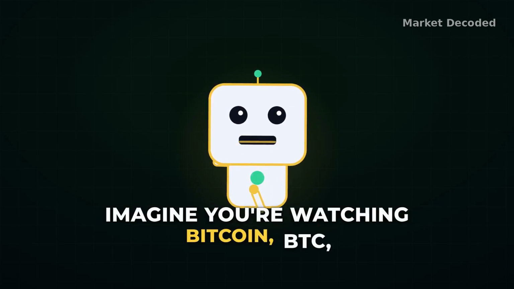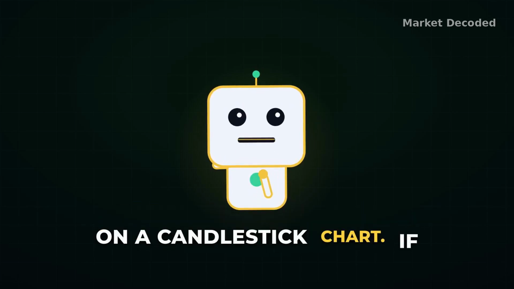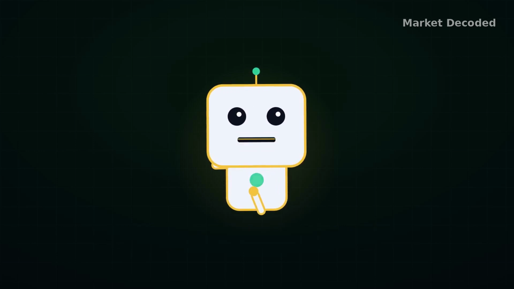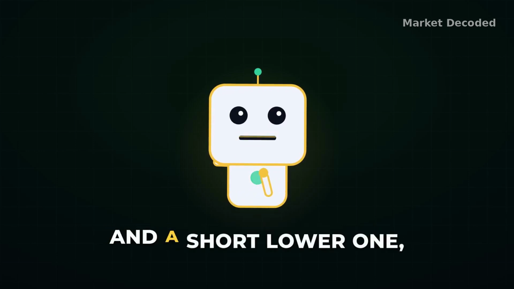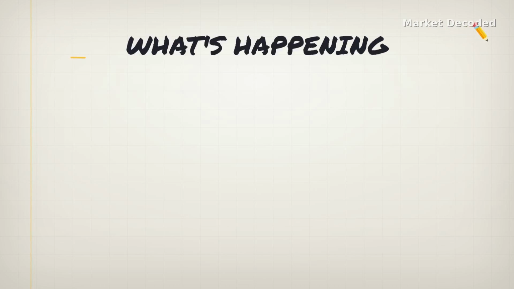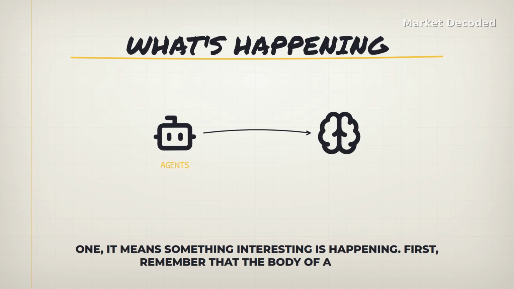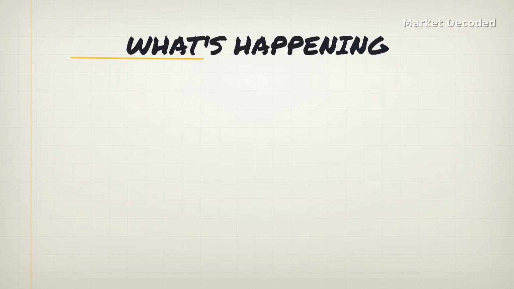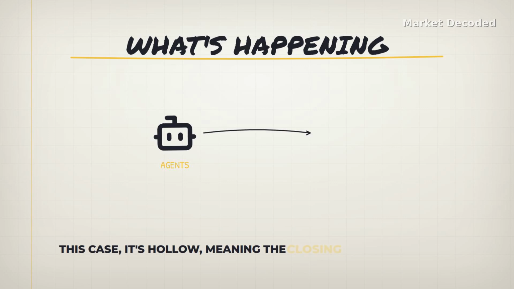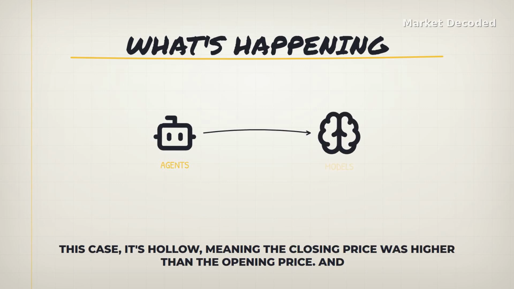Now, let's put the pieces together with a real-world example. Imagine you're watching Bitcoin, BTC, on a candlestick chart. If we see a hollow candle with a long upper wick and a short lower one, it means something interesting is happening. First, remember that the body of a candle represents the range between the open and close prices during the trading session. In this case, it's hollow, meaning the closing price was higher than the opening price. And just like in our story, there are two wicks, a long upper one and a short lower one.